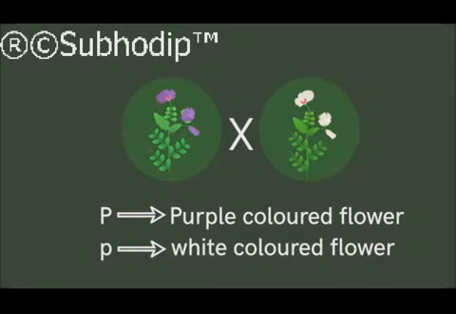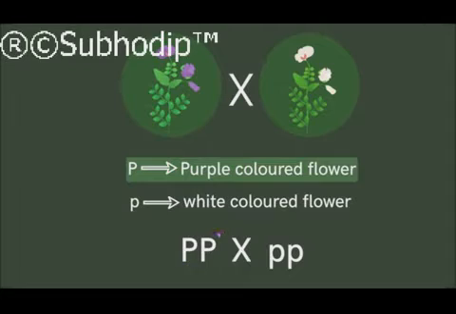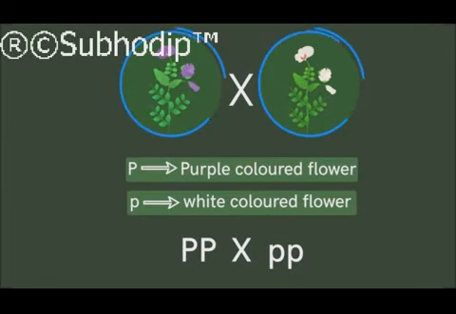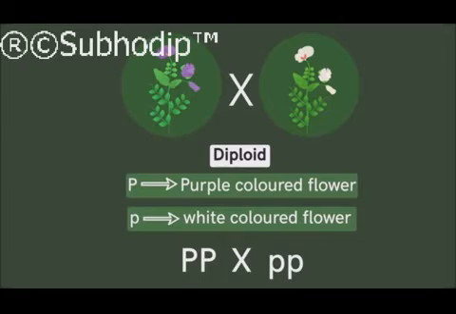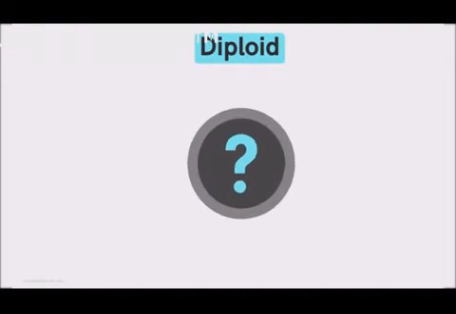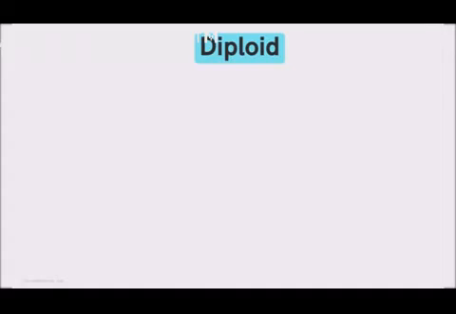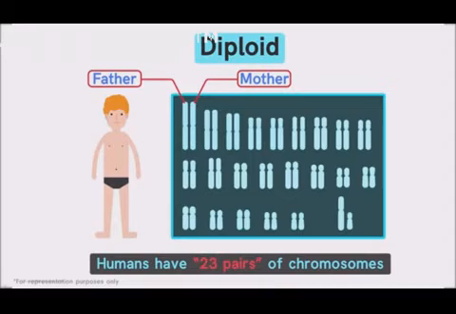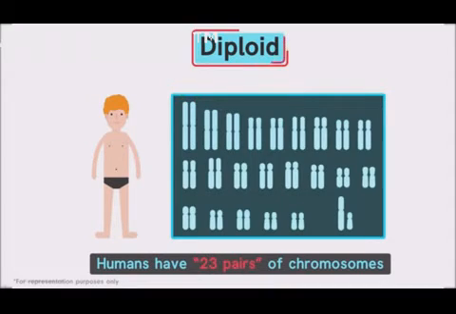Now, the first cross included a purple-flowered plant and a white-flowered plant. So this is how we can represent this crossing. Any idea why we have used the letter P twice here? It's simple. The green pea plant is a diploid plant. What does diploid mean? We have always come across the saying that humans have 23 pairs of chromosomes. That's because the chromosomes in us are always in pairs. Each set has one chromosome from each parent.